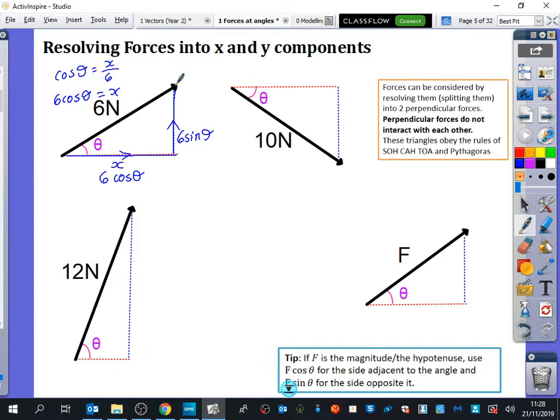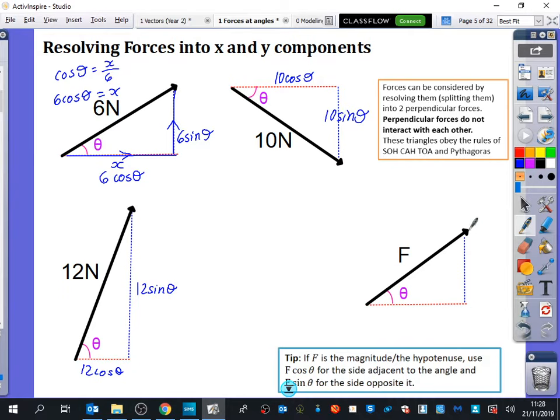Also notice, tying back into what we've done with vectors, this 6 newtons here is the resultant vector of 6 cos theta plus 6 sine theta. So it's all tying back into vectors that we have. What about this one running along the top of the 10 newtons one? 10 cos theta, and so then the other one is 10 sine theta. Pretty quickly down here, this one running along the bottom. Good, 12 cos theta and 12 sine theta.